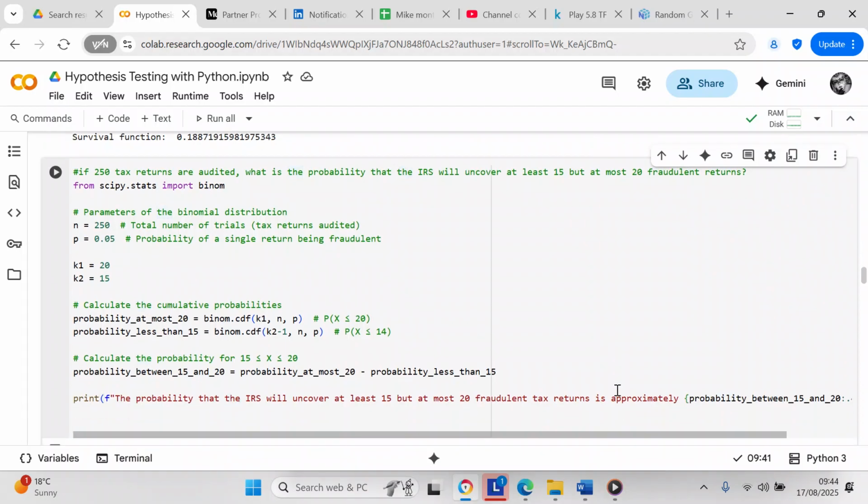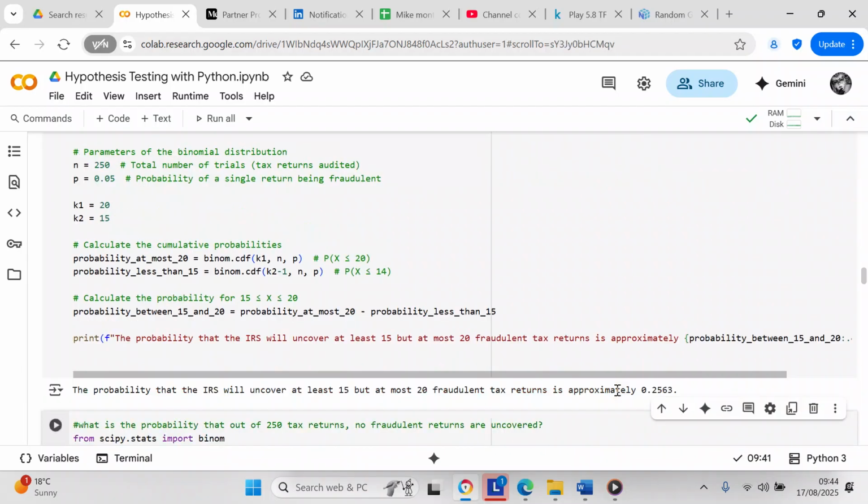So we're going to print the probability that the IRS will uncover at least 15, but at most 20 tax returns is approximately the probability between 15 and 20. So the answer that we have is 25.63% to answer that question.